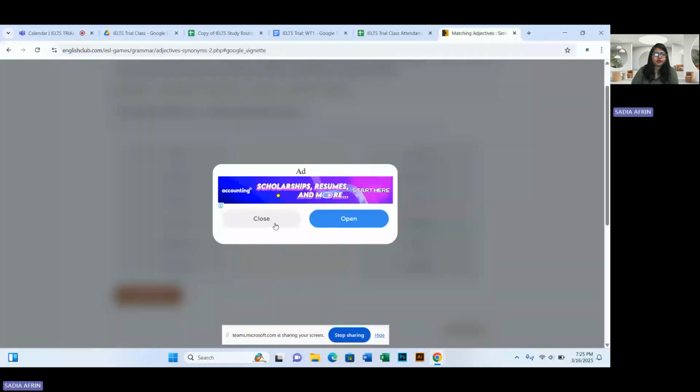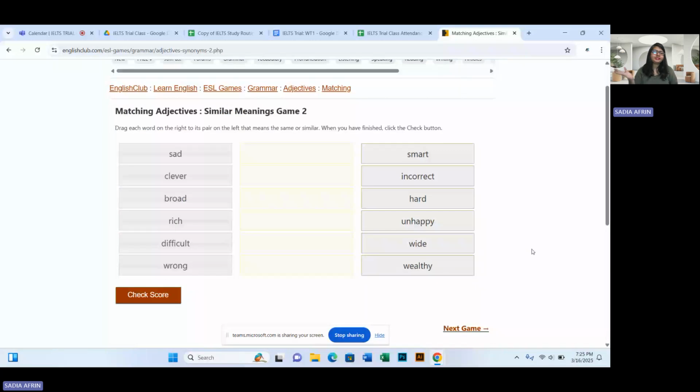First things first, today we'll play some synonym games in the beginning. So here it is, the similar meanings game two. Here you will be given a list of words. You can see there are two lists, one on the left and one on the right. You have to pick the word that matches the words on your left. The words on your right are draggable. You can drag them and put them in one of the blanks here.